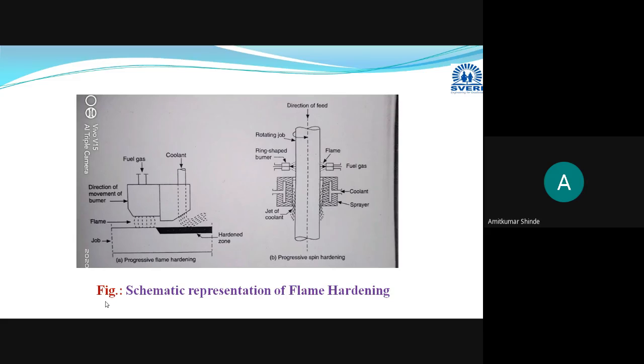Have you understood the concept of flame hardening? Yes, sir. Okay, we will move towards the next slide then.